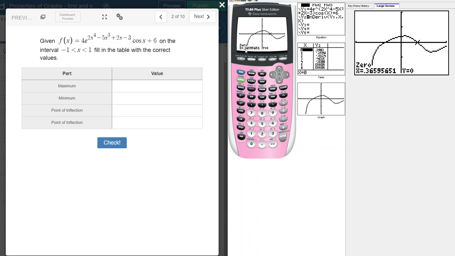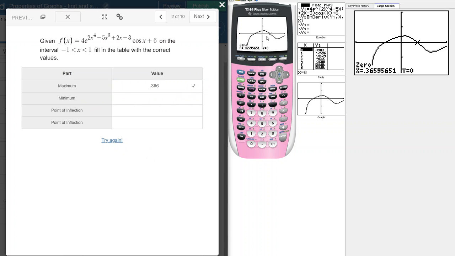And it says R0 is at 0.3659. And remember, we always want to round to 3 decimals. So 366 looks good. Let me check that one. All right, we got that one. So the next thing we want to do is find the minimum.